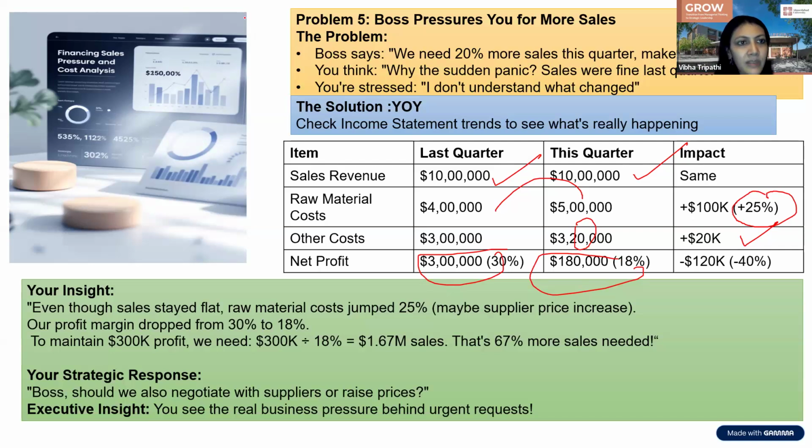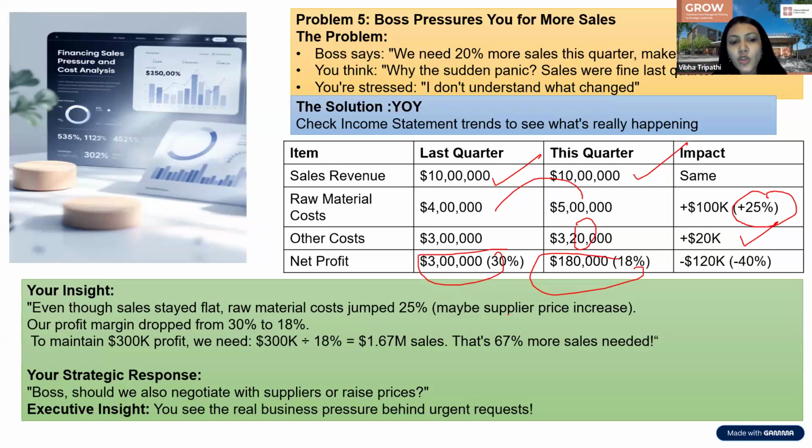So I worked out some math here, if you can see. To maintain a 300K profit, divide it by 18%. That's where your profit has dropped down. So you need 1.67 million sales. If you had 10 lakh worth sales, but you need 1.67, which means you have to do 67% more sales in the current quarter. That brings a lot of pressure on the boss as well as on the department.